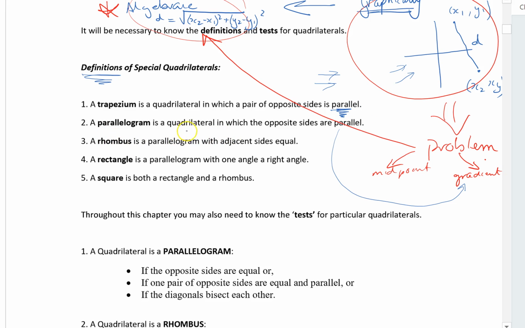A parallelogram is a quadrilateral, a four-sided figure. We've got two pairs, and the opposite sides, they have to be opposite obviously, in a parallelogram are parallel. A rhombus is a parallelogram with adjacent sides equal in length. What's that got to do with any of these concepts that we have learned a process for? Well, length is the same as distance. So the distance between any two vertices of the rhombus are equal.